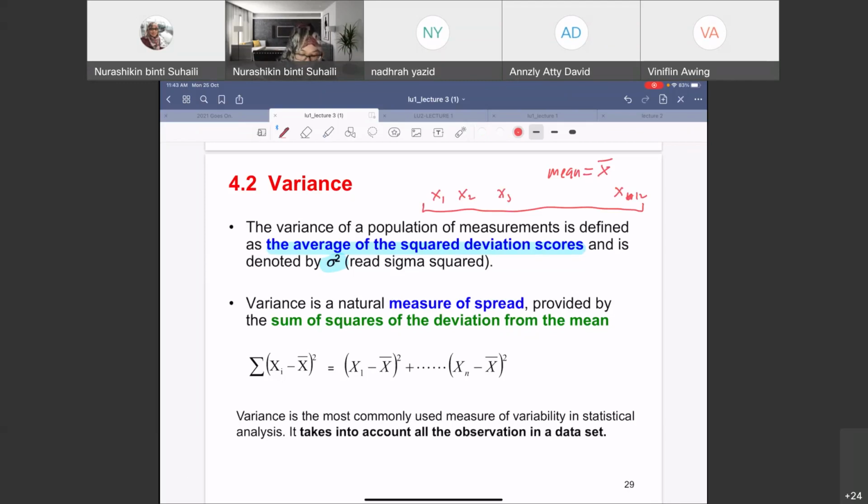The variance is defined by this: we know the mean, and we find the difference between x1 and x bar, and then the square value of it. Then followed by x2 minus x bar squared, plus until the end of the distribution. So variance is the summation of all of this.